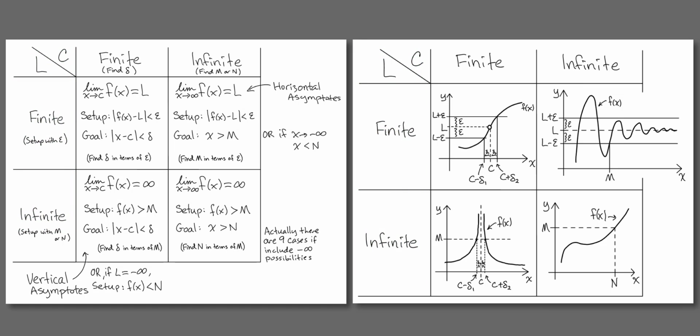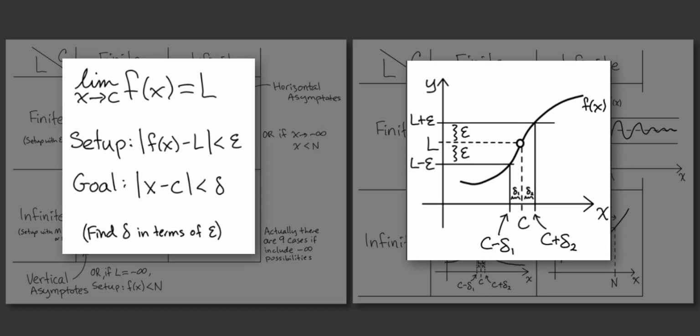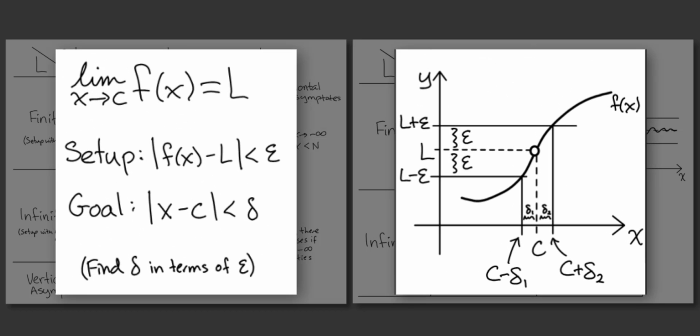So let's consider when x is approaching c, a finite value. That's when we are looking for delta. So in our finite case, which is where we started with in the previous lesson, we have the limit as x approaches c of f of x equals L. So our setup here is the absolute value of f of x minus L is less than epsilon, with a goal of the absolute value of x minus c is less than delta. So we're looking for delta in terms of epsilon.